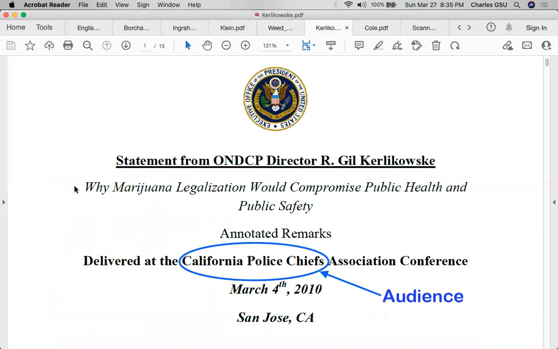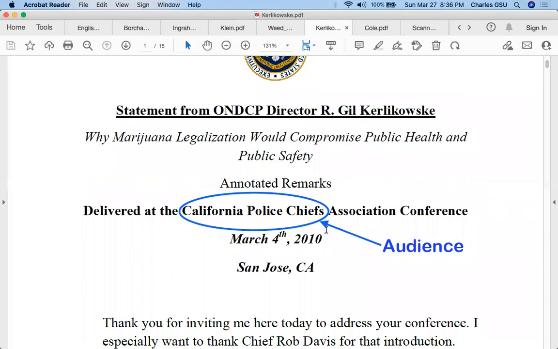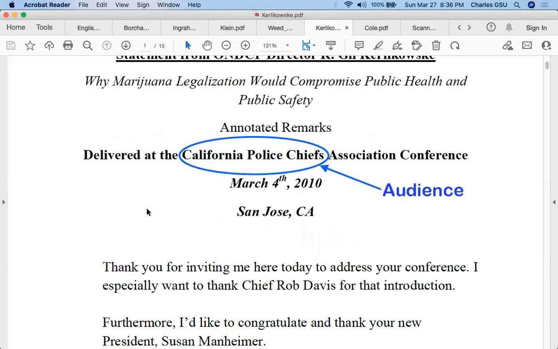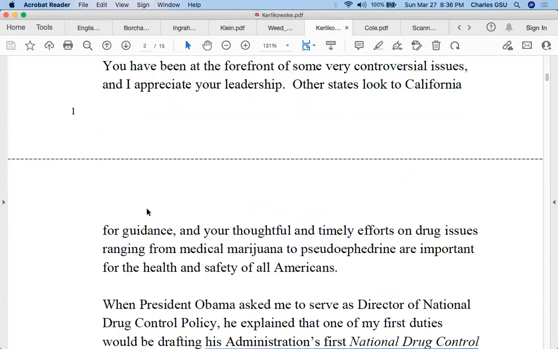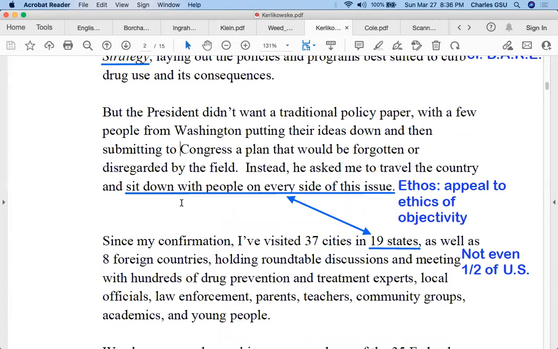The first one is also a bit dated, but you can kind of see where it's coming from. So this is from the Office of National Drug Control Policy. And this was a person, Gil Kerlikowske, that's how you pronounce his name, who was appointed by, in fact, Obama. So look at the date, right? Obama enters office in January 2009, and this Kerlikowske is what we call the drug czar for Obama. And he's at a conference for California police chiefs. And in this very long article, he is adamantly against the distribution and legalization of marijuana.